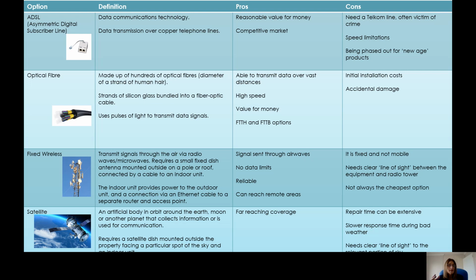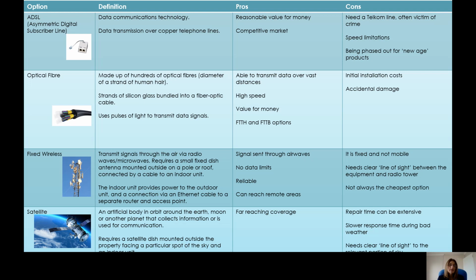Right, and then satellite. Satellites are obviously artificial bodies orbiting Earth and the planets, and they do that for one of two reasons: either they're collecting information or they are used for communication. And to link up to a satellite, you would also need a satellite dish mounted outside your property, and then it's obviously pointed in a particular direction so it can get that signal from the satellite.